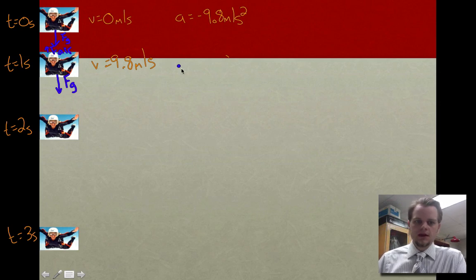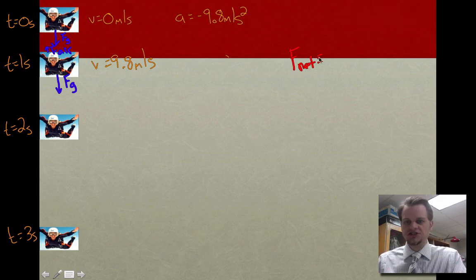Now what that does is make the net force, the total force, the sum force, different. Up here at time equals 0, the net force was just the force of gravity. That was the only force acting on him. 1 second later, he has the force of gravity, but now you subtract the force of air resistance.